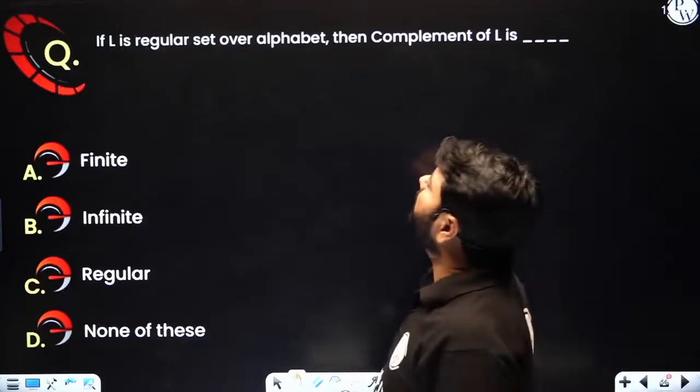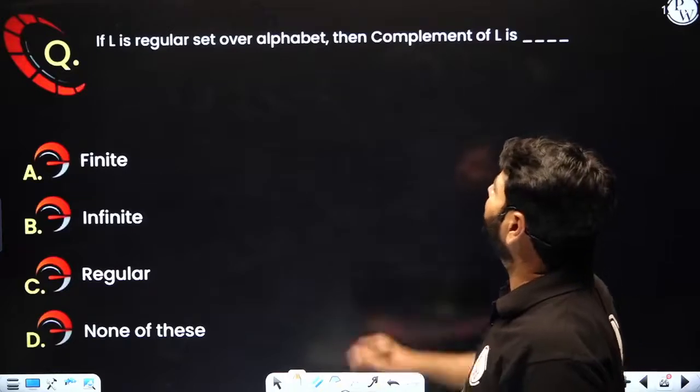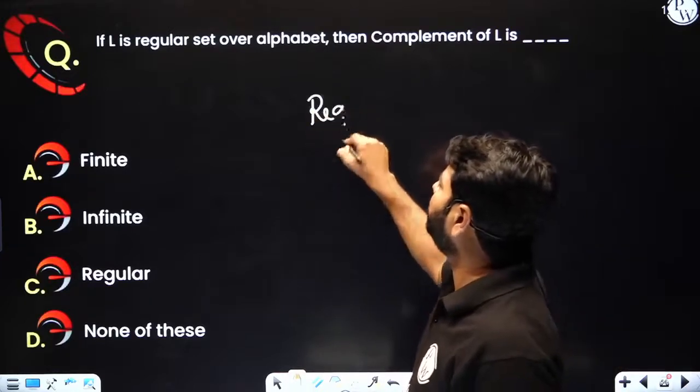If L is a regular set, then what is the complement of L? Regular complement. This is what I am talking about, right?